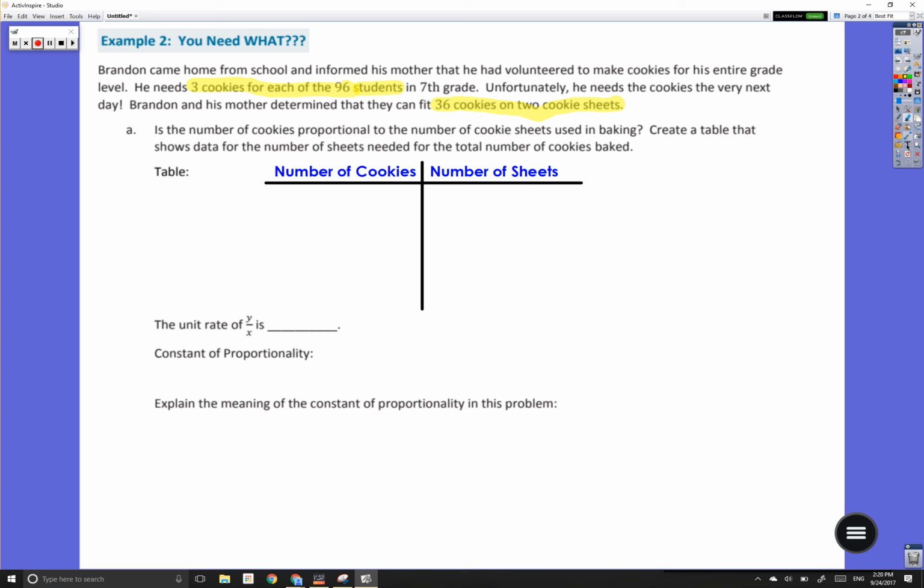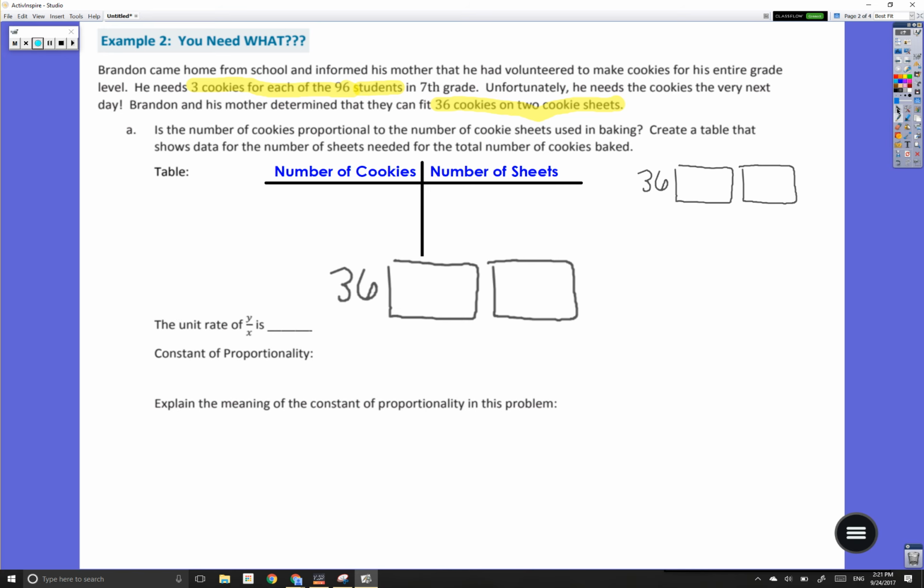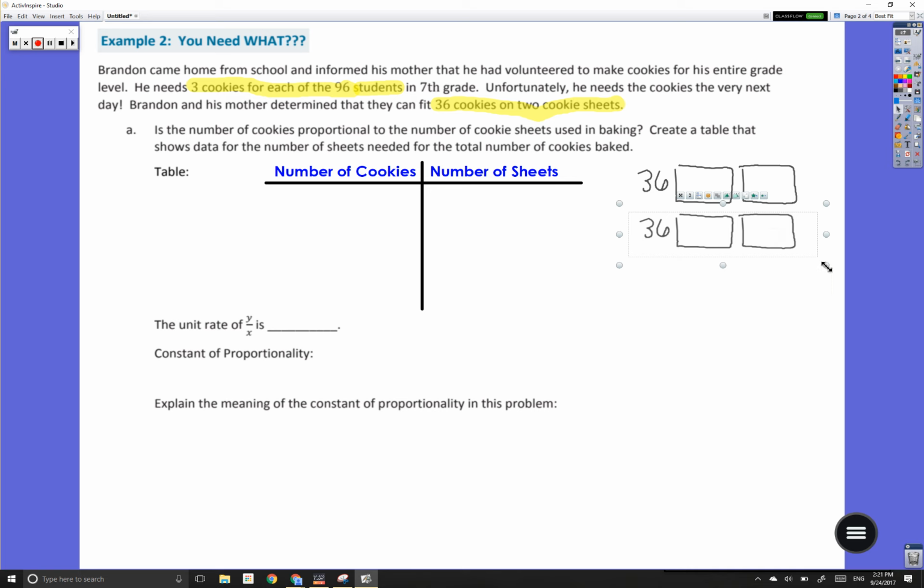So I am going to start off by actually drawing out the cookie sheets. If I have 2 cookie sheets, then I know I can fit 36 total on the 2 cookie sheets. If I want more cookies, I could literally double this. And this is actually what a ratio does for us. If I want to make more cookies, I can make another 36 cookies using 2 more cookie sheets. So in total that gives me 72 cookies, and I end up with 4 cookie sheets.